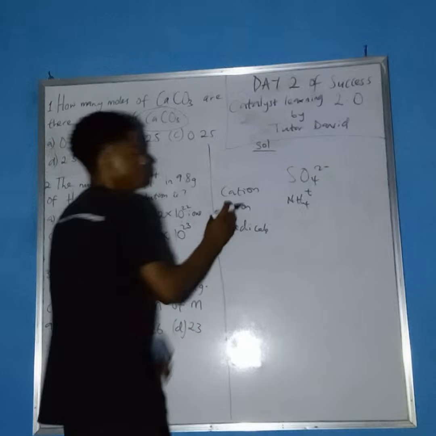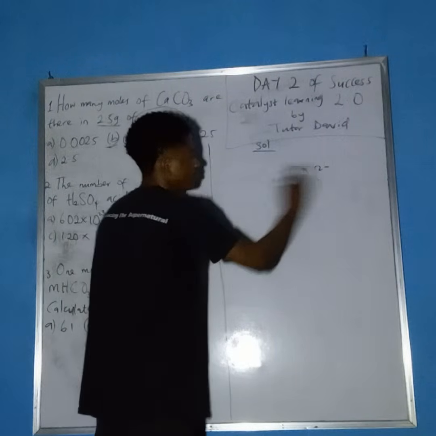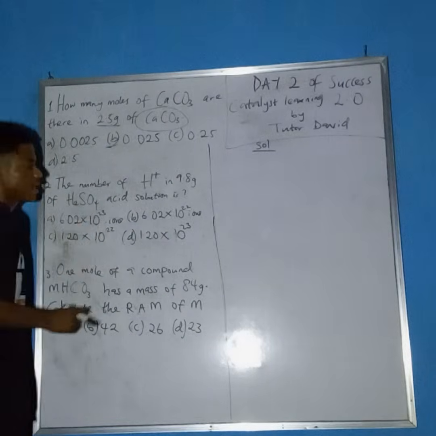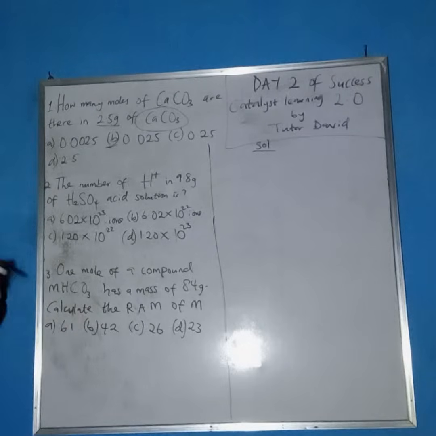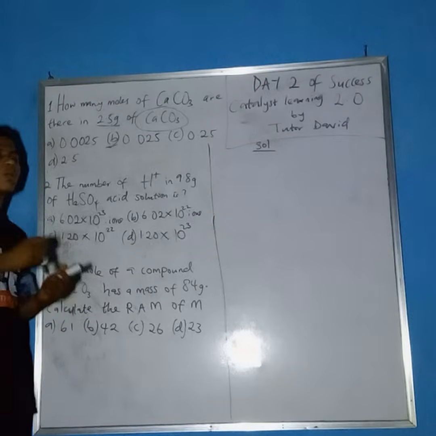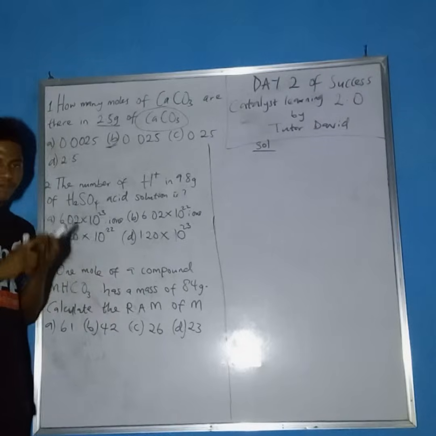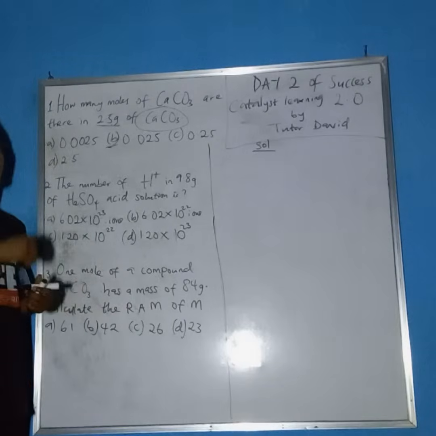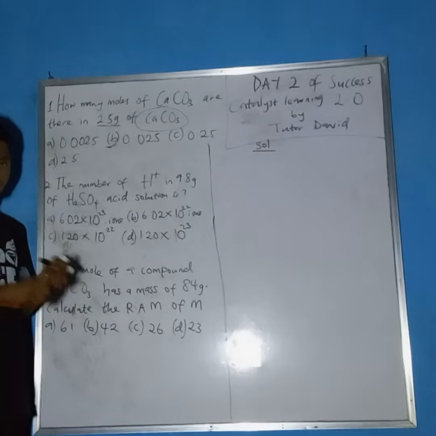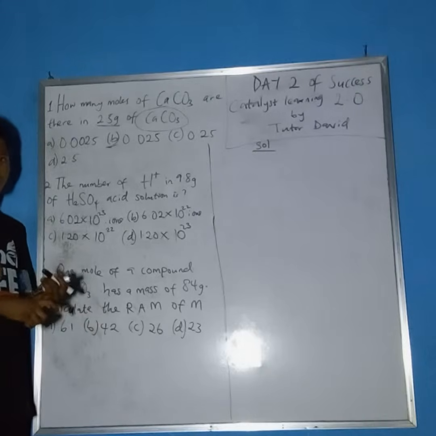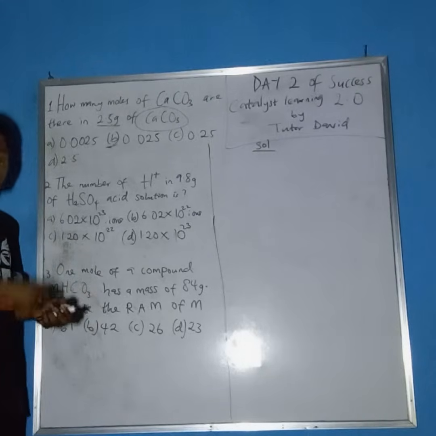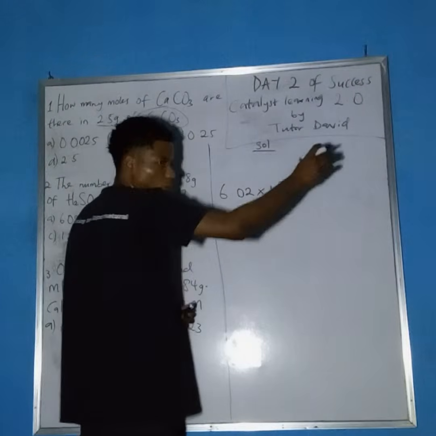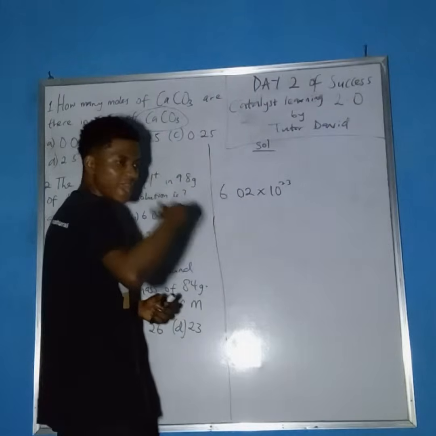Now let's see. The question here is the number of hydrogen ions in 9.8 grams of hydrogen sulfate acid solution. Take note, we are looking for the number of ions. They don't say number of moles, they need the number of atoms or particles. Now there was a particular person that said 1 mole of any atom, particle, entity, substance, compound, or element contains 6.02 times 10 to the power 23 atoms, entities, or particles.